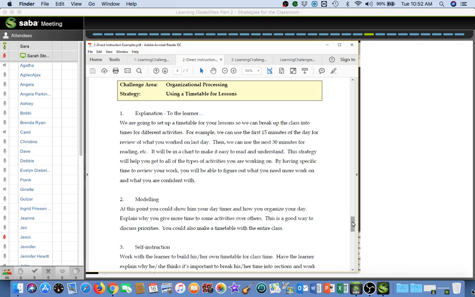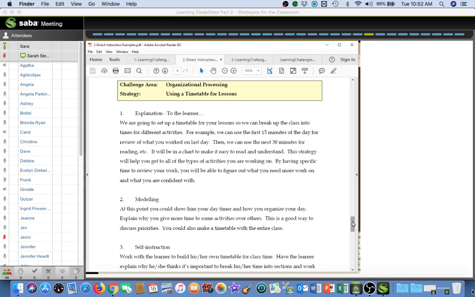So the first step is explanation. To the learner, you may say things like, we're going to set up a timetable for your lessons so we can break the class into different times for different activities. For example, we can use the first 15 minutes of the day for review and what you worked on last day, then the next 30 minutes. So you actually look at developing a script for how you're explaining that to the learner and giving them examples as to what you might implement.